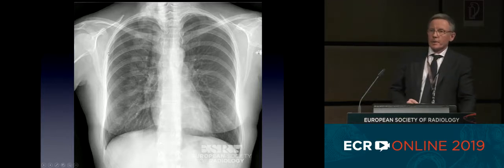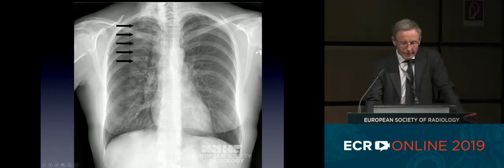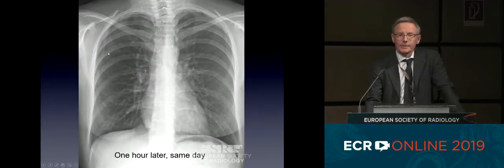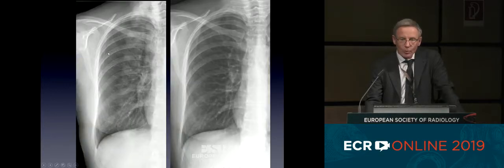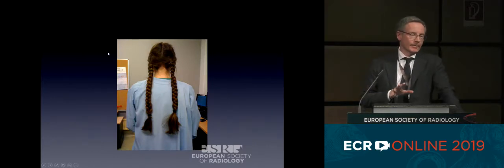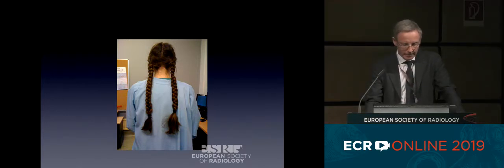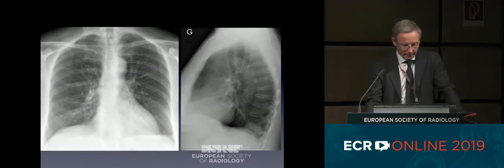How about this patient? There is an opacity over the right lung. What did we do here to explain this opacity? Well, we repeated the X-ray an hour later on the same day. What is the difference between these two radiographs? Well, we gave an instruction to the technician to remove the hair braids. Okay? This is something that is seen if you have someone with wet hair or dreadlocks. You can see this sometimes over both apices, so don't be confused by hair on the chest X-ray.